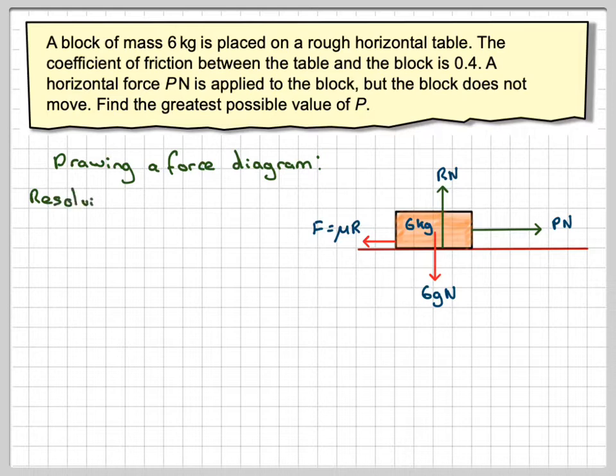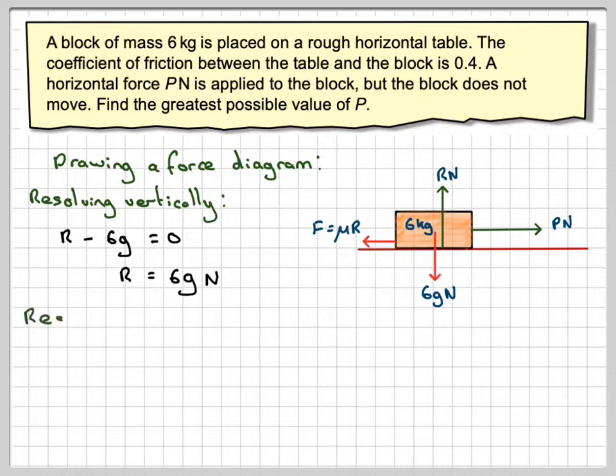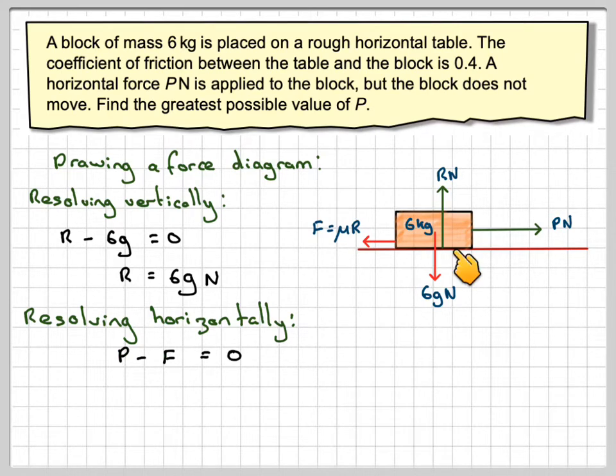Now it's a simple case of just resolving. So resolving vertically, you're going to have R minus 6g is equal to 0 because there's no movement that way. That means that R is equal to 6g newtons. And then resolving horizontally, we're going to have P minus F is equal to 0 because it's on the point of moving but isn't actually moving.